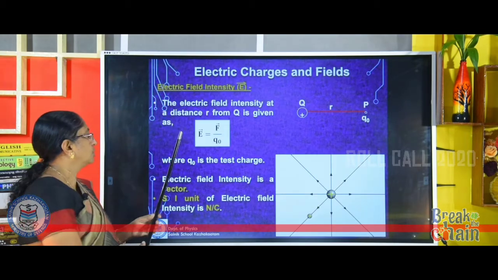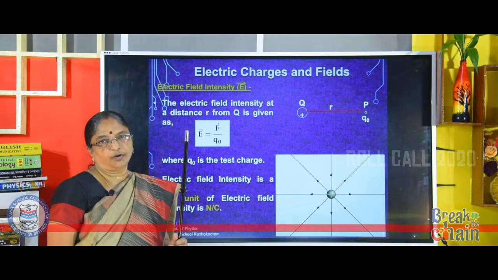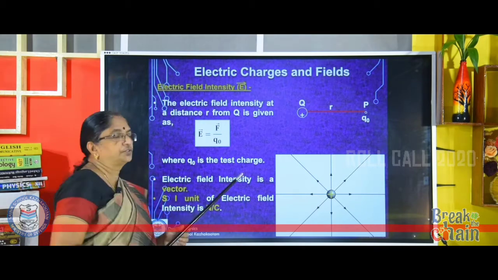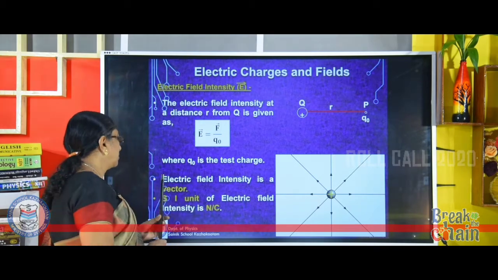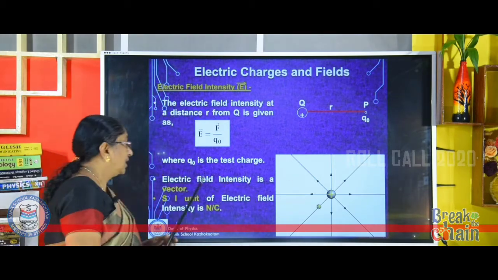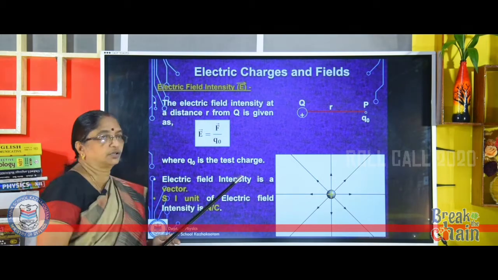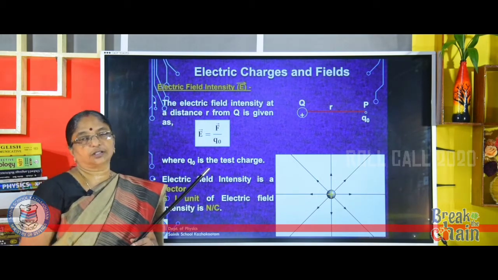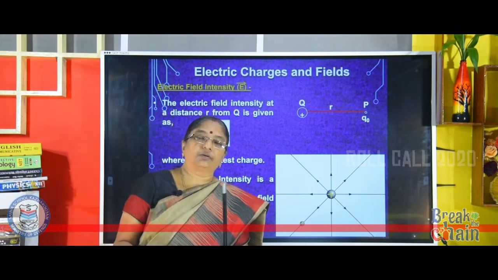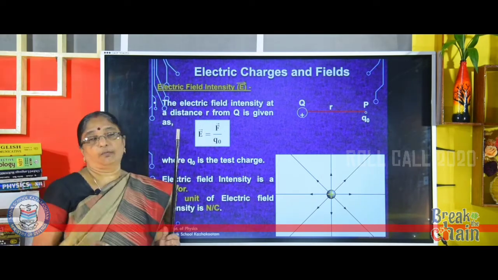Let us see the unit also for electric field intensity. E is equal to F by Q0, and the unit of force in the SI system is Newton and the unit of charge is Coulomb. So, the SI unit of electric field intensity is Newton per Coulomb, and as I told you, since force is a vector, electric field intensity is a vector quantity. So, the SI unit of electric field intensity is Newton per Coulomb. Similarly, what may be the CGS unit? Dyne divided by stat Coulomb.